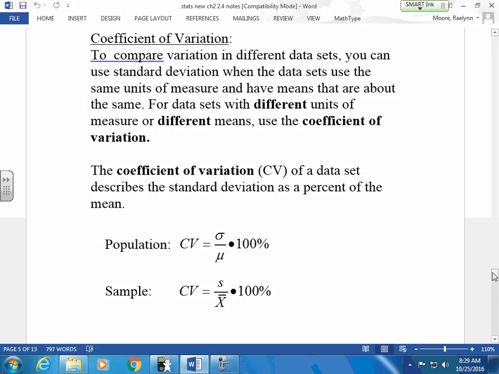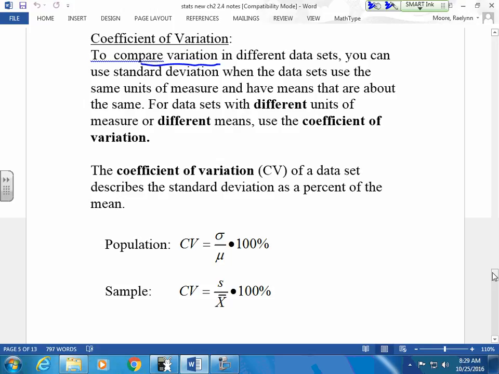So the coefficient of variation is used to compare the variation in different data sets. For instance, if I give you a test in here, and I look at the variation of how your tests differ, and you take a test in your science class, should I really be comparing those variations? It's kind of hard for me to compare them because it's not my course. It's a different course.